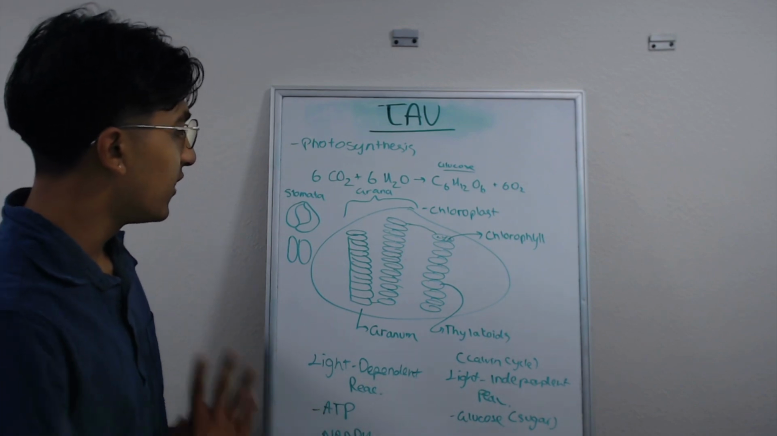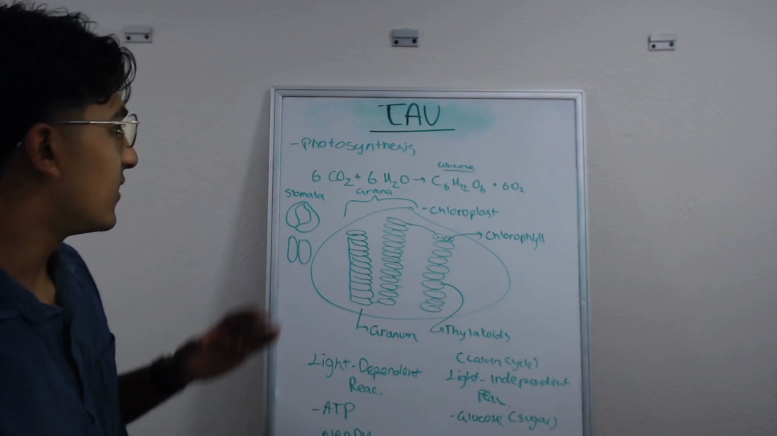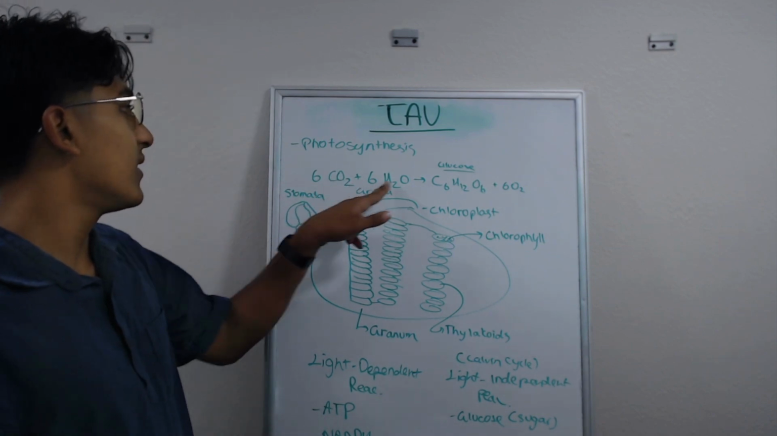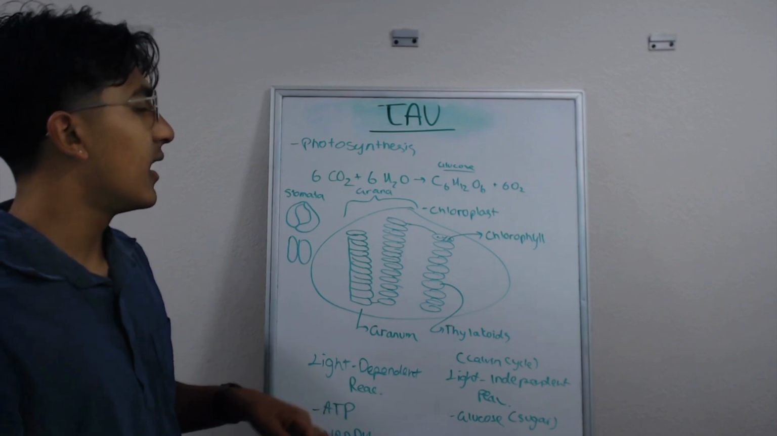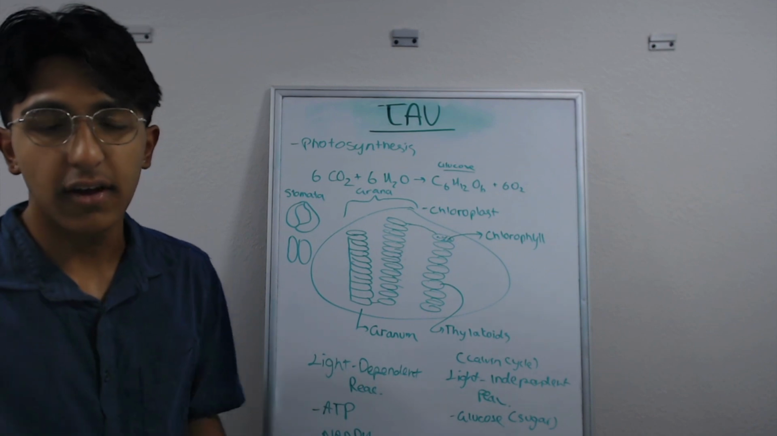Okay, so this is a very basic overview of photosynthesis. But again, plants take in these two molecules to make their necessary sugar, glucose, and exit oxygen as a waste product.